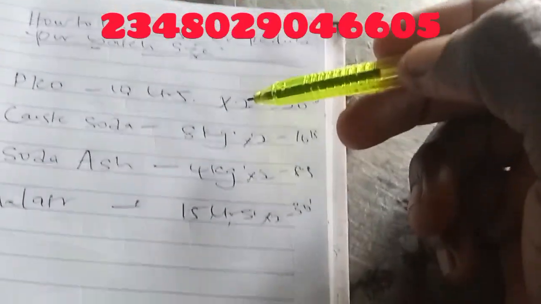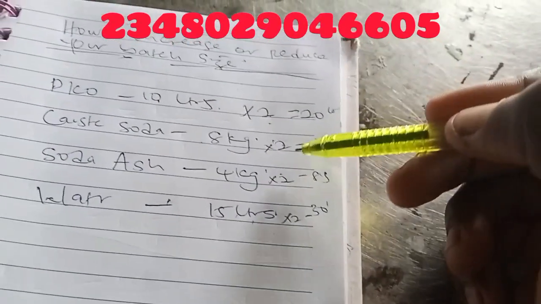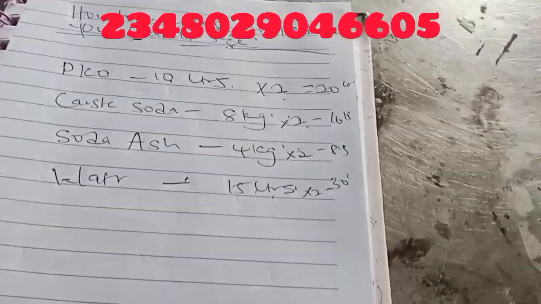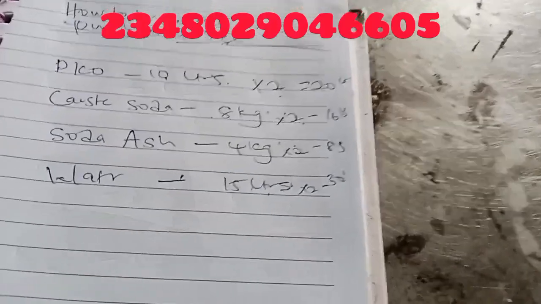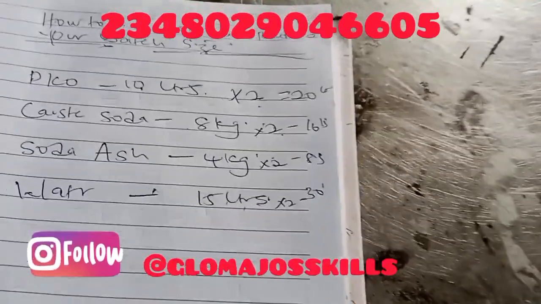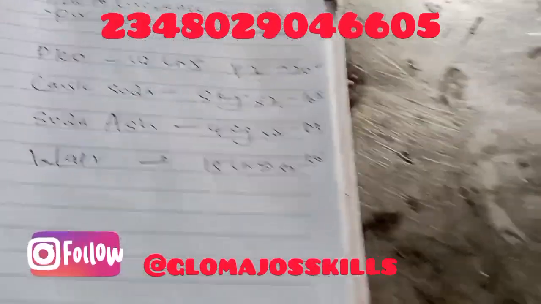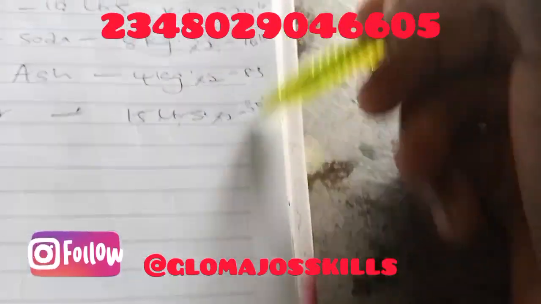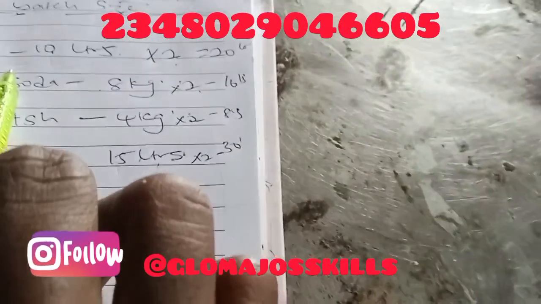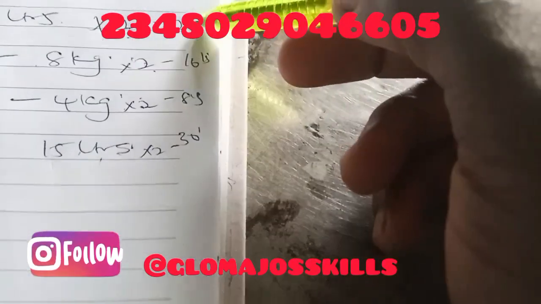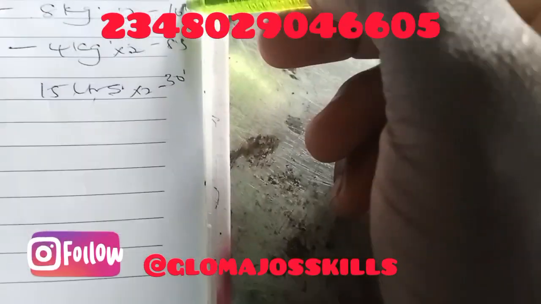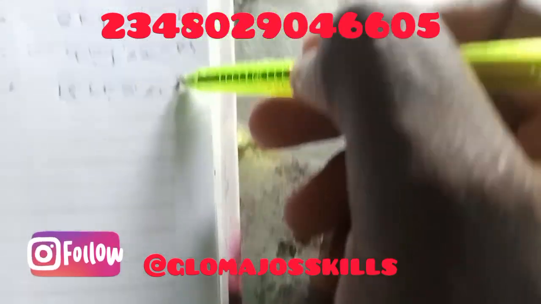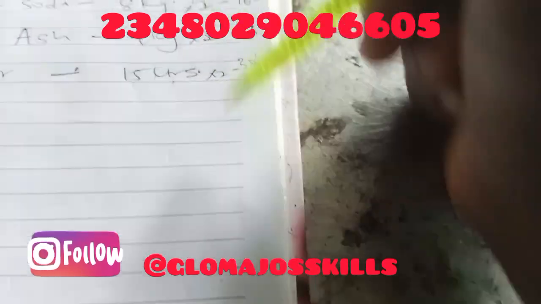I did not multiply PKO by 2, caustic soda by 3, soda ash by 4, and water by 5. No, I used a constant, a particular number. I multiplied all of them evenly with just one number. In so doing, I will get the right formulation. So if I want to double this batch, I will use 20 liters of PKO, 16 kg of caustic soda, 8 kg of soda ash, and then 30 liters of water.